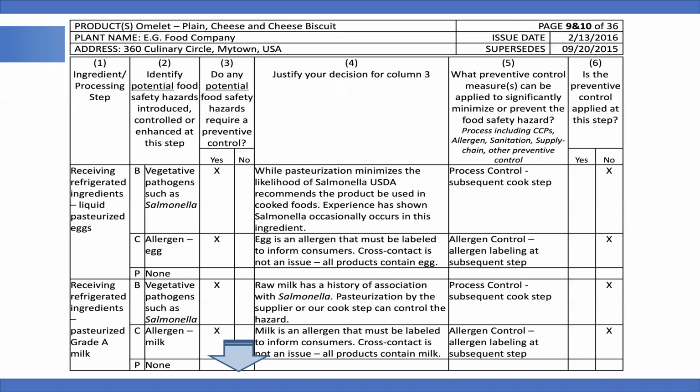There are some biological and chemical hazards, with justification and related preventive control. And all these hazards are not controlled at this step because there are other preventive controls at later steps, which are cooking and labeling. We will talk about that.